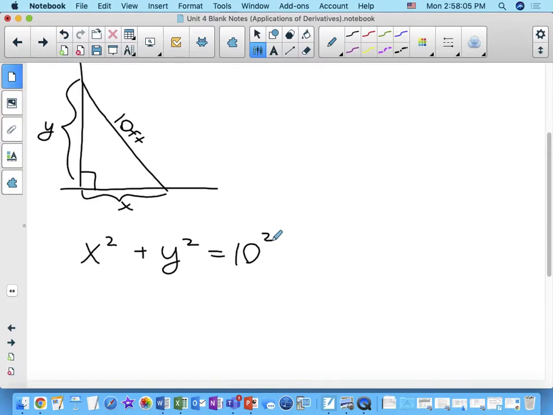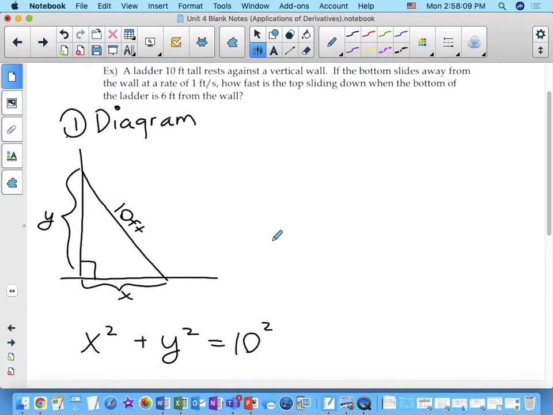Okay? Now, what do we know and what do we want to know? Well, if the bottom slides away from the wall, so essentially this is going to move this way. If you can imagine it sliding down, probably not a good situation if you're standing on it. Then as this slides, the top is going to also slide down. As the bottom slides towards the right, or my right, it's your right as well, because I'm facing the board, the top of the ladder is going to slide down towards the ground.